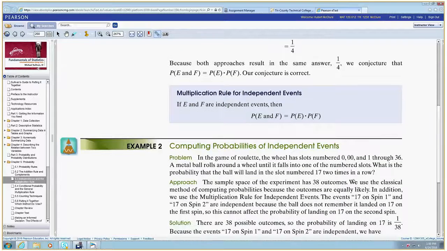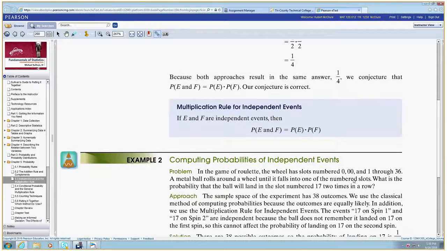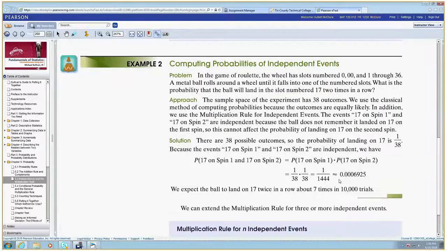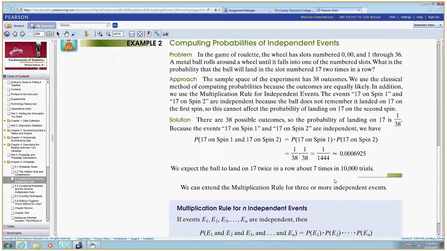I got George Strait nailed down pretty good though. All right, so what do we do? Well, 17 over 38 times 17 over 38, or 17 over 38 raised to the second power. Oh, I'm sorry, 1. My bad. 1 number. I was thinking of 17. There's 1 17 on the whole thing.